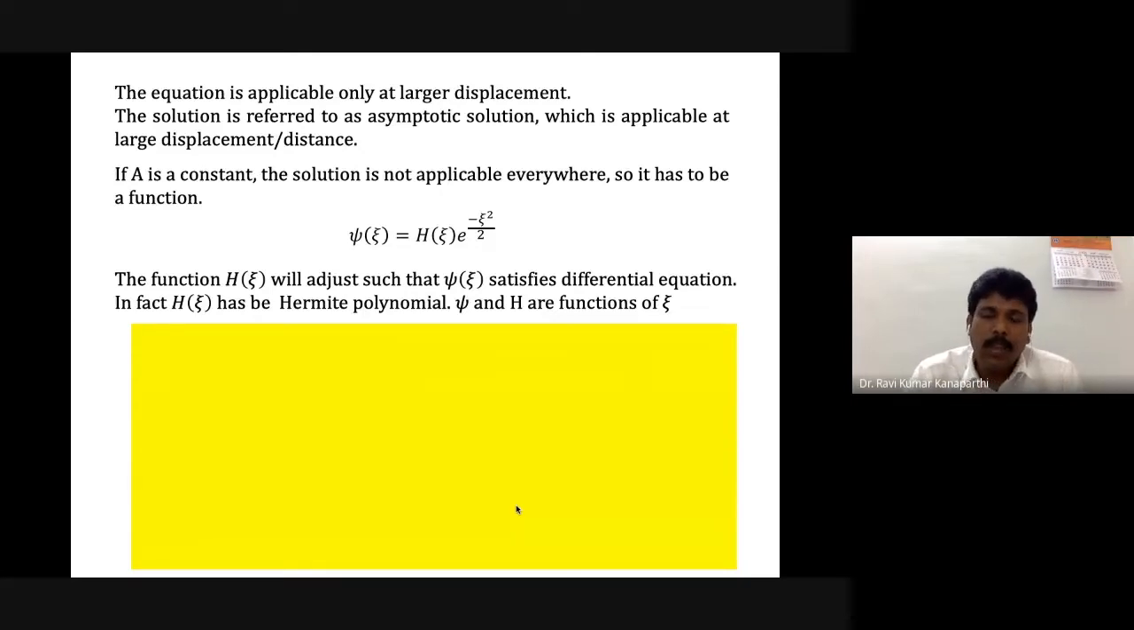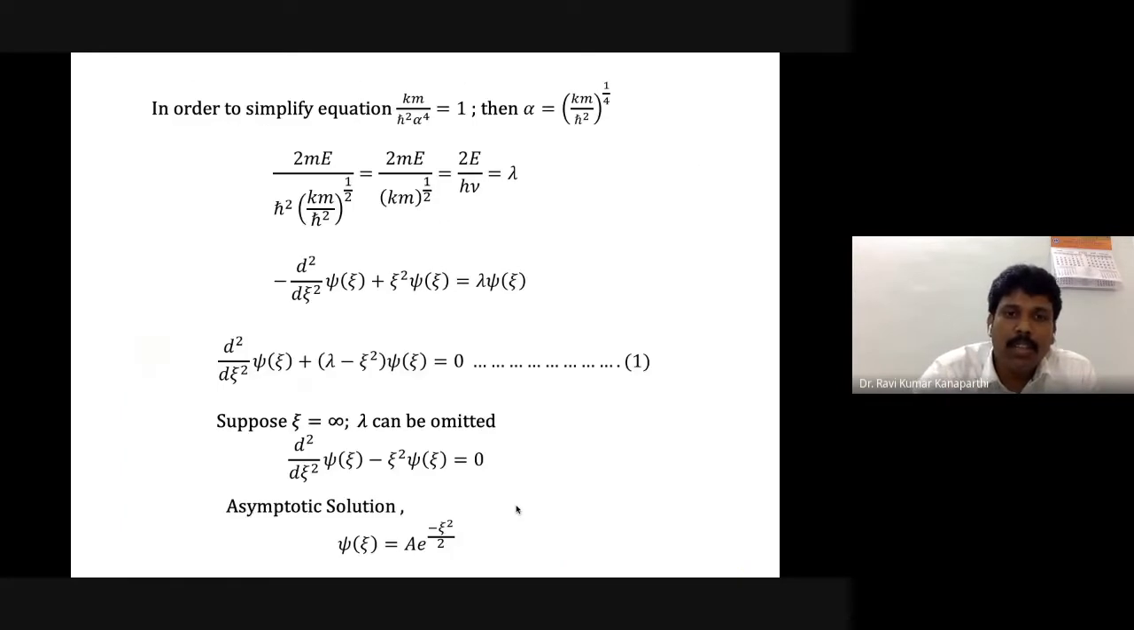Then the total function based on this argument is going to be h of z e to the power minus z square by 2. If this is the function, then we should transform the previous differential expression. You just recall that the previous expression is d square psi of z by dz square plus lambda minus z square multiplied by psi of z is equal to 0.